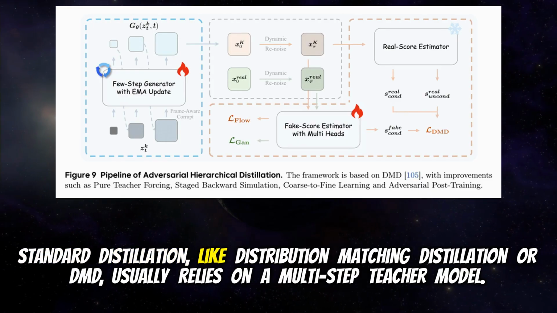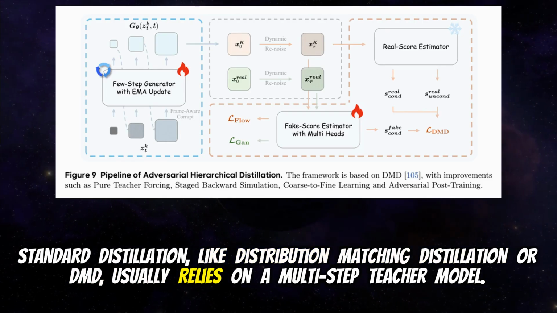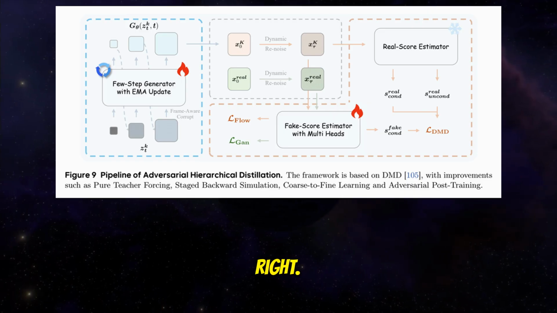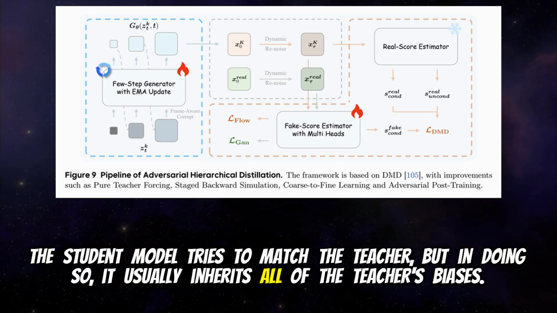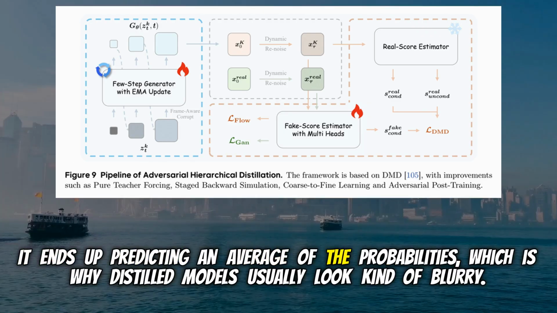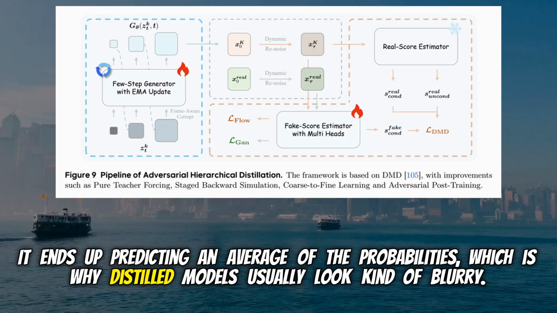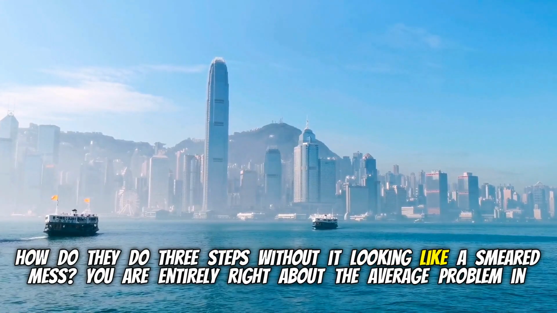Standard distillation, like distribution matching distillation or DMD, usually relies on a multi-step teacher model. The student model tries to match the teacher, but in doing so, it usually inherits all of the teacher's biases. It ends up predicting an average of the probabilities, which is why distilled models usually look kind of blurry. How do they do 3 steps without it looking like a smeared mess?